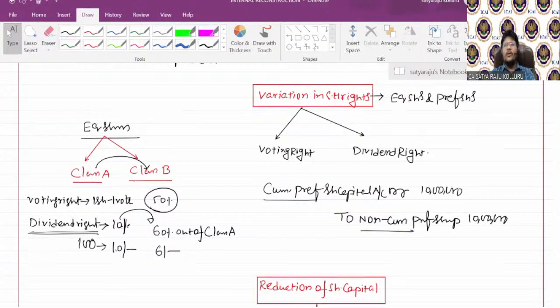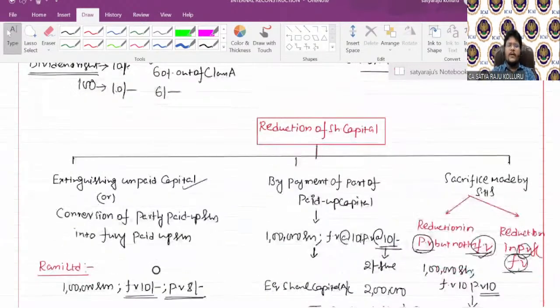Here also, no capital reduction account or reconstruction account arises, because in variation of shareholders' rights, the shareholders sacrifice either voting right or dividend right, but they make no sacrifice with respect to their paid up capital. That's why a capital reduction account or reconstruction account will not occur. Next, we've seen the reduction of share capital. Reduction of share capital happens in three ways: through conversion of partly paid up shares into fully paid up equity shares through extinguishment of the unpaid capital.